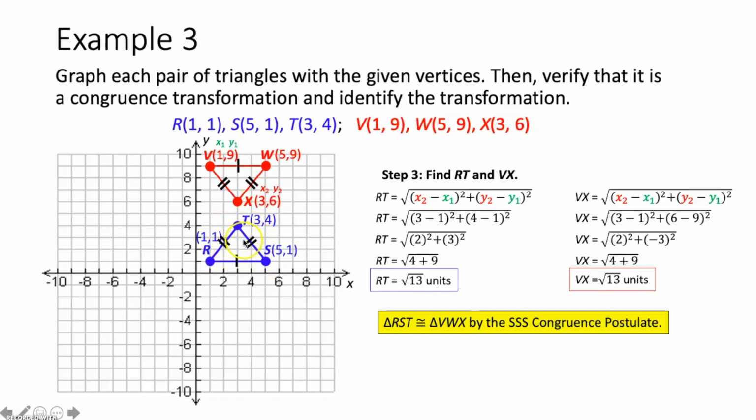And the question is, how would you get from this triangle to this triangle? Well, one way you could do it would be to reflect it over this given line right here. The line y is equal to 5. A reflection in the line y equals 5 would transform this triangle right here into this triangle up here.